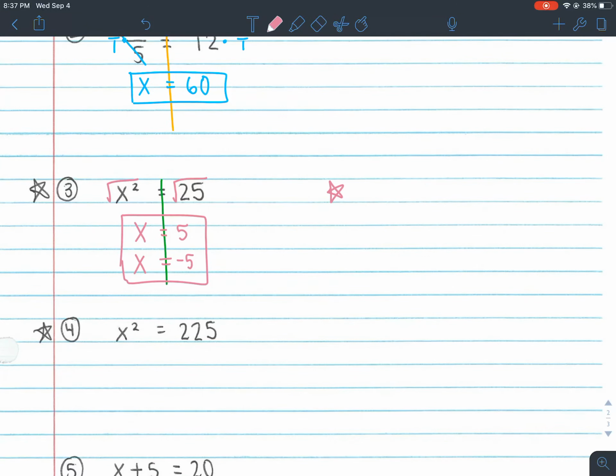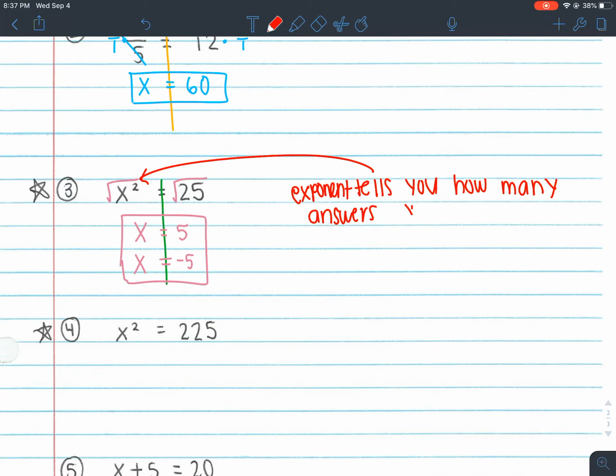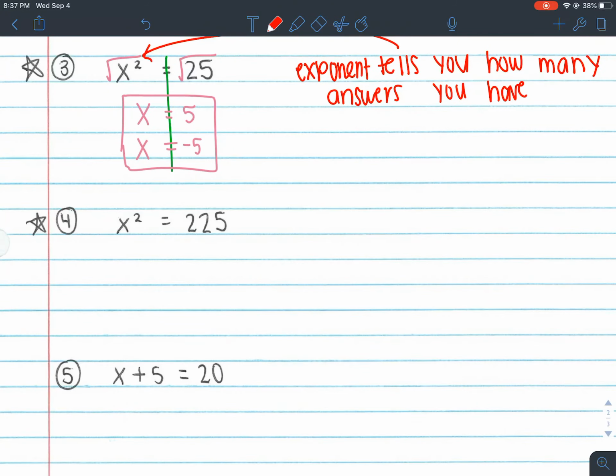So that's why I have a star here. Let me get an arrow or something. I guess I should be more specific. The exponent tells you how many answers you have. So because there is a 2 up there, you're going to have 2 answers. Okay? All right, number 4, same dealio, right?